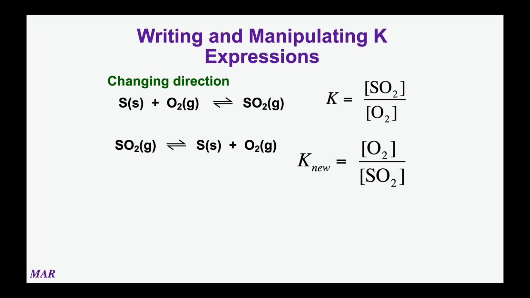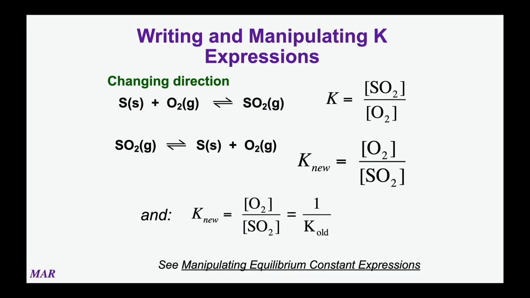And if you look at the old K versus the new K, it's just 1 over the old K. If you went 1 over SO2 divided by O2, it would become O2 divided by SO2. So the new K is just 1 over the old K. All of these transformations can be found in greater detail in a handout I have called Manipulating Equilibrium Constant Expressions.